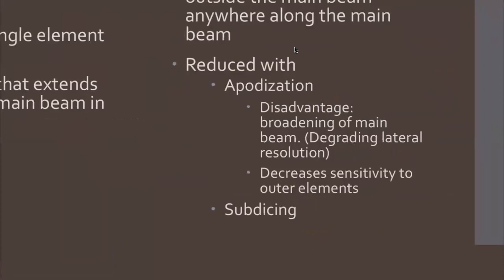The beam is getting wider, and that's going to degrade lateral resolution, which we don't know about yet, but that's okay. Right now you just have to memorize that, and it will make more sense with the next lecture. And then it also decreases the sensitivity to the outer elements. Remember, those outer elements are not going to really use the weaker echoes because there's a decrease in sensitivity to those.